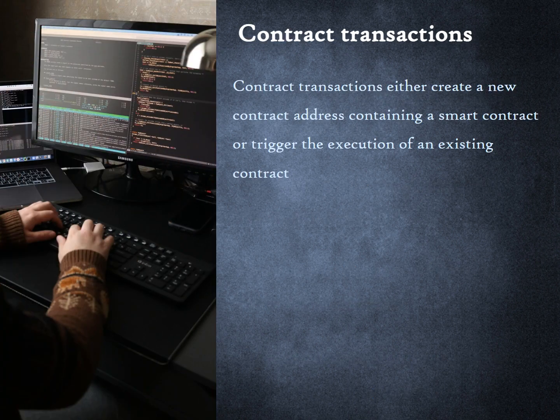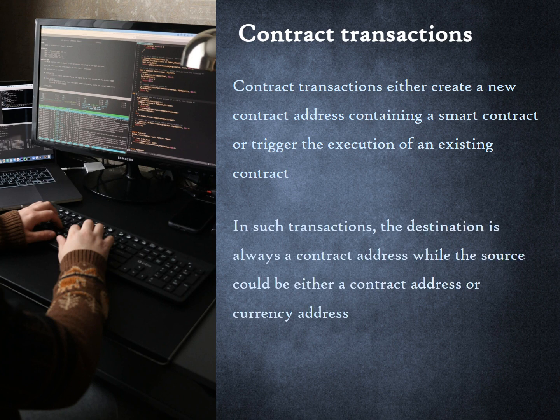Contract transactions either create a new contract address containing a smart contract or trigger the execution of an existing contract. In such transactions, the destination is always a contract address while the source could be either a contract address or currency address. There is no counterpart of such transactions in Bitcoin.